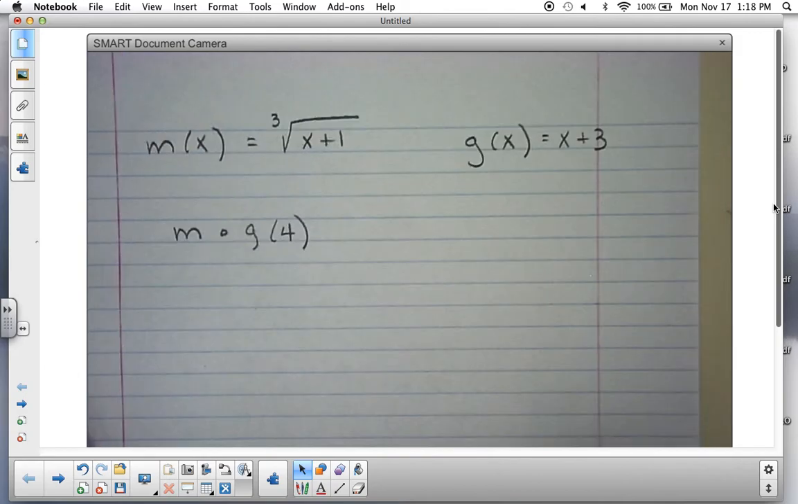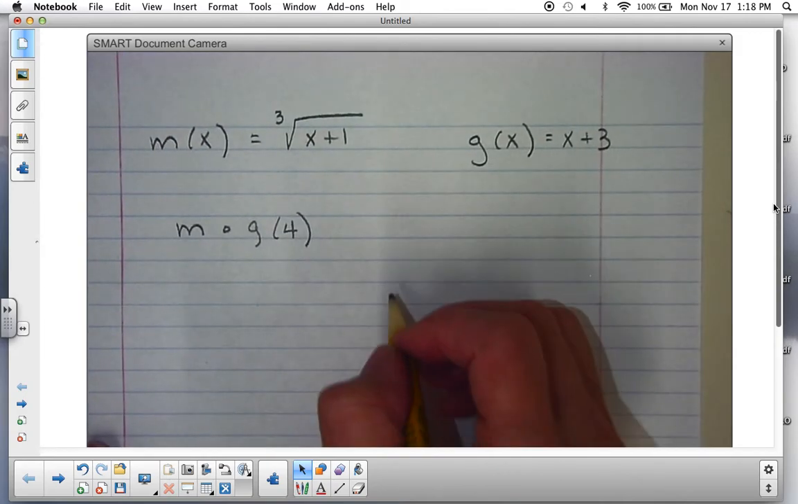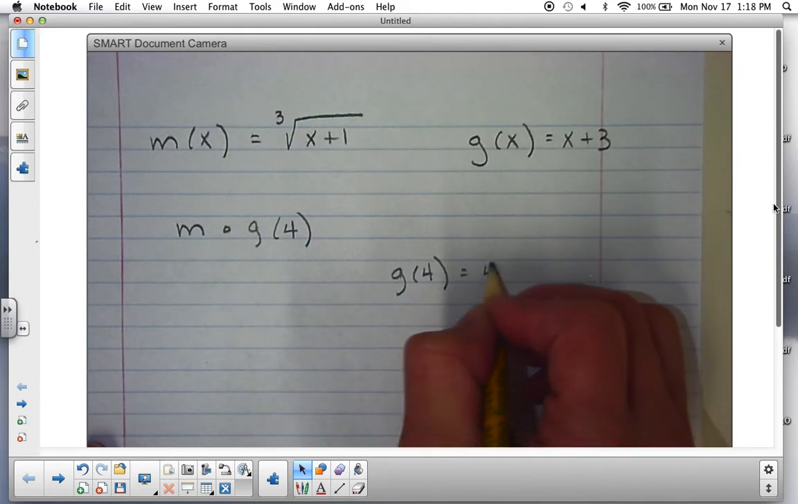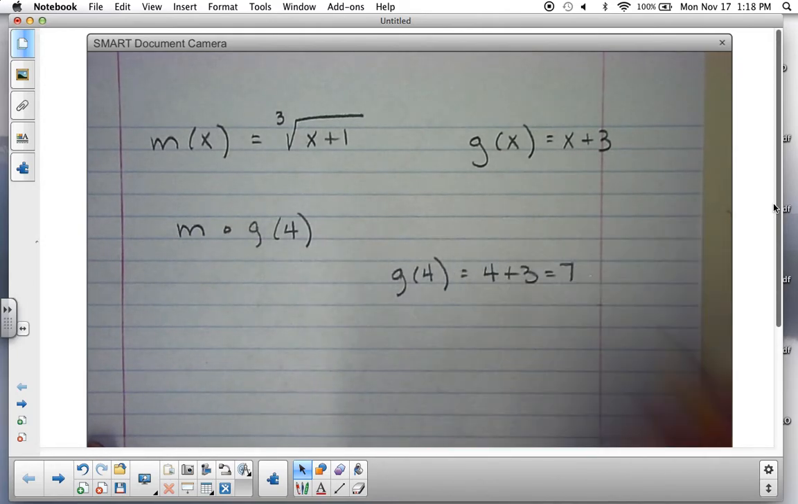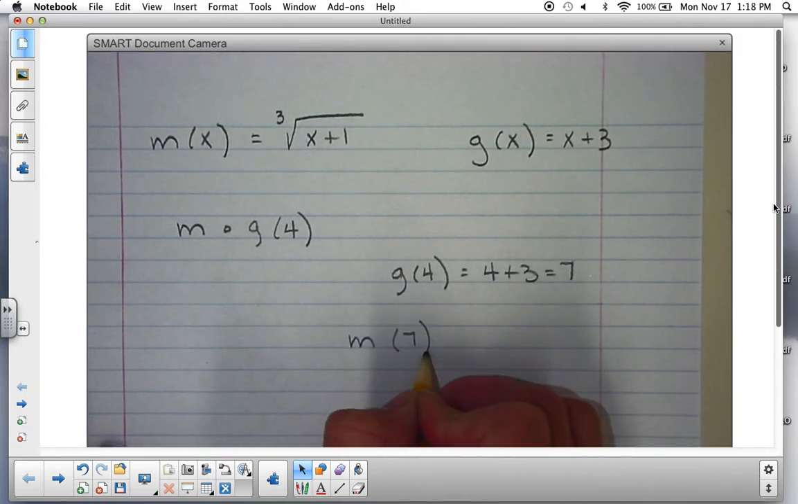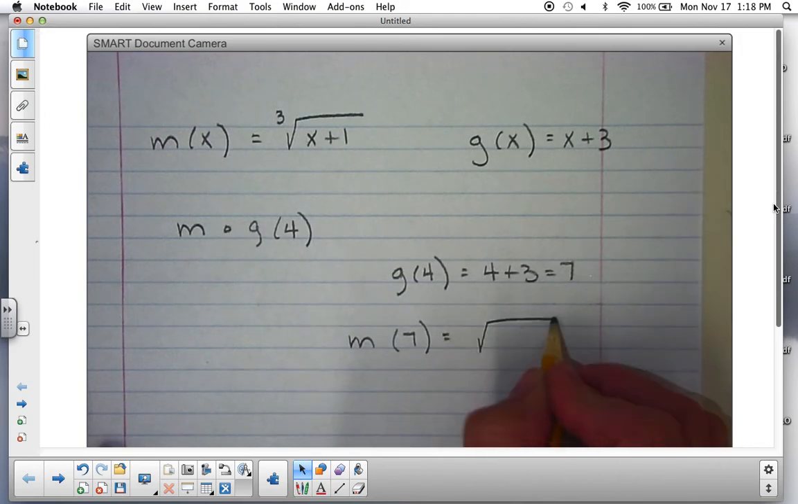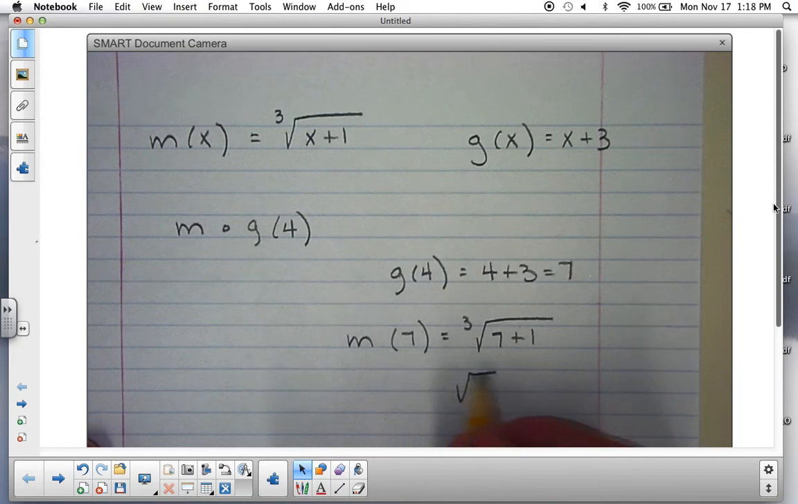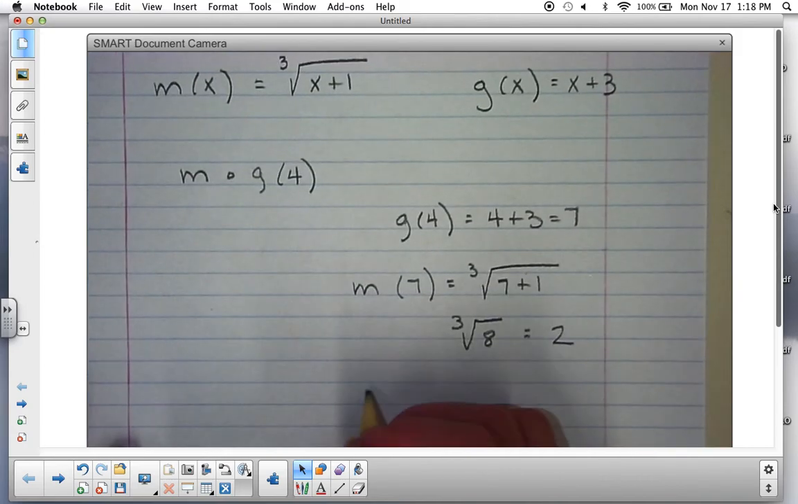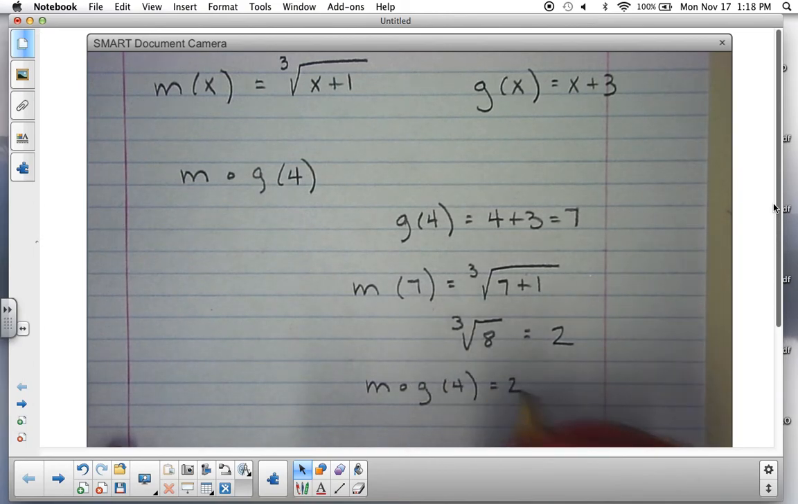Okay, I'm assuming everyone's paused and working it out, but if you're ready, we're going to start again with g of 4, which will be 4 plus 3, my answer here is 7. And then I'm going to find m of 7. So I go to function m and put 7 in for x. Cube root of 8, again, you may remember from last unit, cube root of 8, the answer here is 2. So my final answer for m composed with g of 4 is 2.